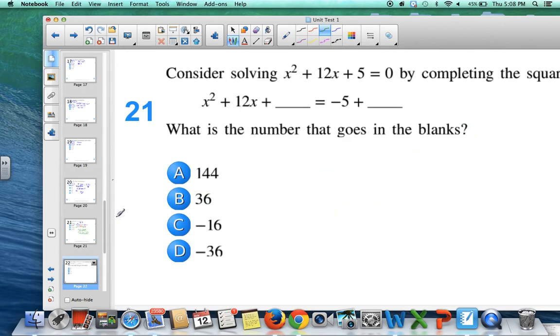Okay, a few more problems and then we'll be done. Consider solving the equation by completing the square. The first thing we would do is subtract 5 from both sides. And we're left with this sentence right here. The question now is what number goes here and here? It's the same number, but what number is it going to be? Half of 12 is 6. 6 squared is 36. That's what goes there. So the answer is 36 for that one. We should never miss that.